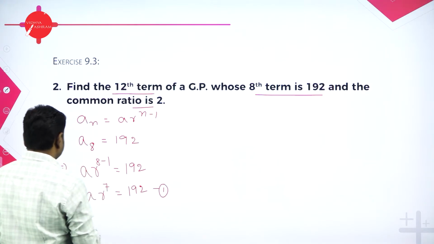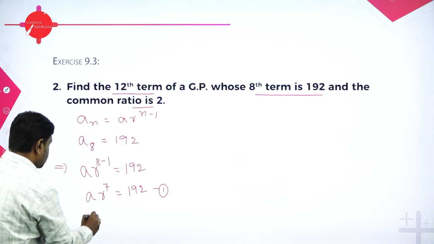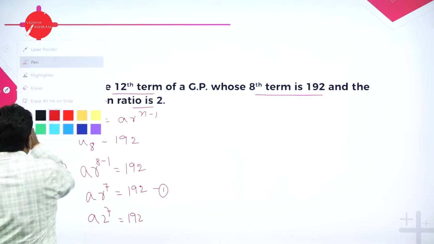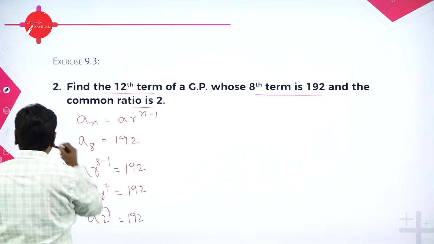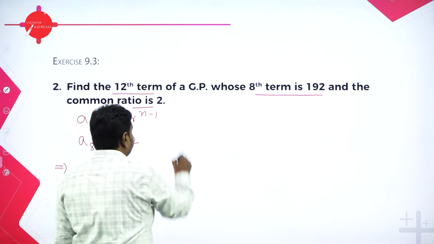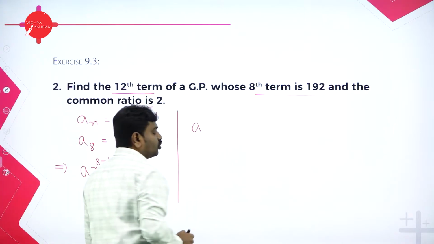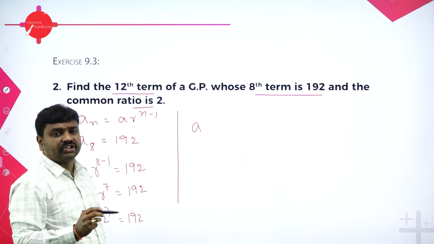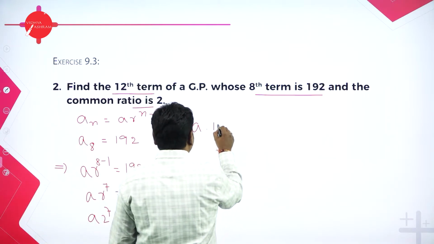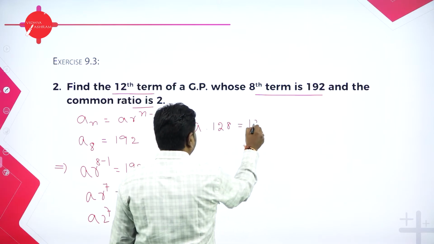And common ratio is given. Sorry, common ratio is what? 2. That is A into 2 power 7 is 192. A into 2 power 7 is what? 192. Simplify this. 2 power 7, all of you know. Multiply 2 seven times. 2 twos are 4, 2 fours are 8, 2 eights are 16, 2 sixteens are 32, 2 thirty-twos are 64, 2 sixty-fours are 128. A into 128 is equal to 192.